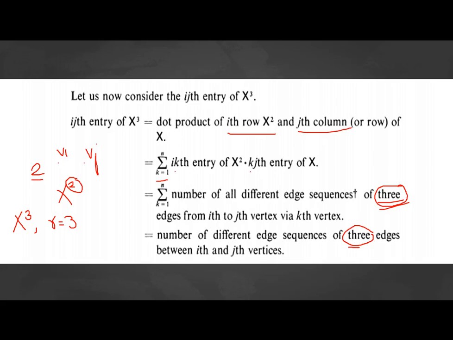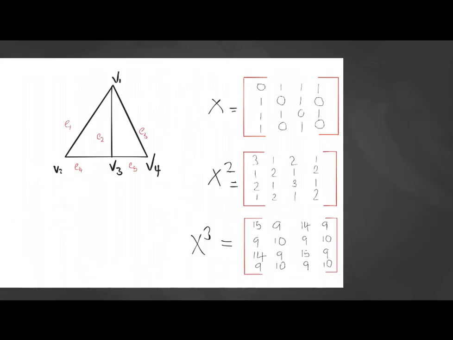Like if I'm going to take x raised to 4 matrix, then the values will be equal to the number of all different edge sequences of 4 edges from the ith to the jth vertex via the kth vertex, right? So in the x cube, whichever value I take, it's going to be equal to the before mentioned 4 values.